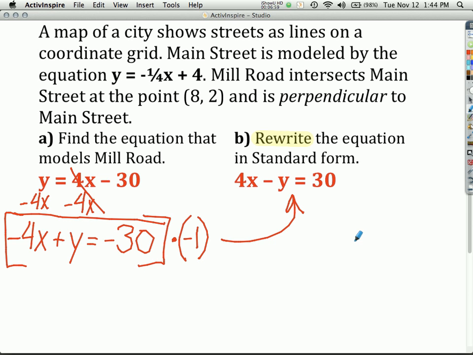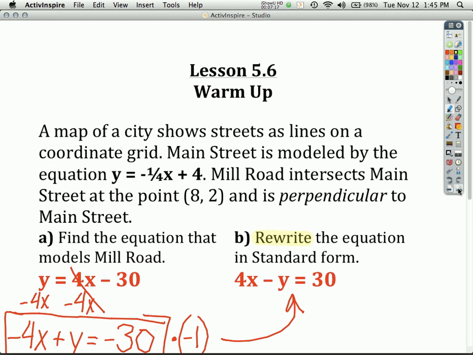Now, Michaela, I was a little confused about your question. Did I answer your question in that process? Yes? Okay, good. Are there other comments or questions on the warm-up? Okay, put the warm-up to the side.